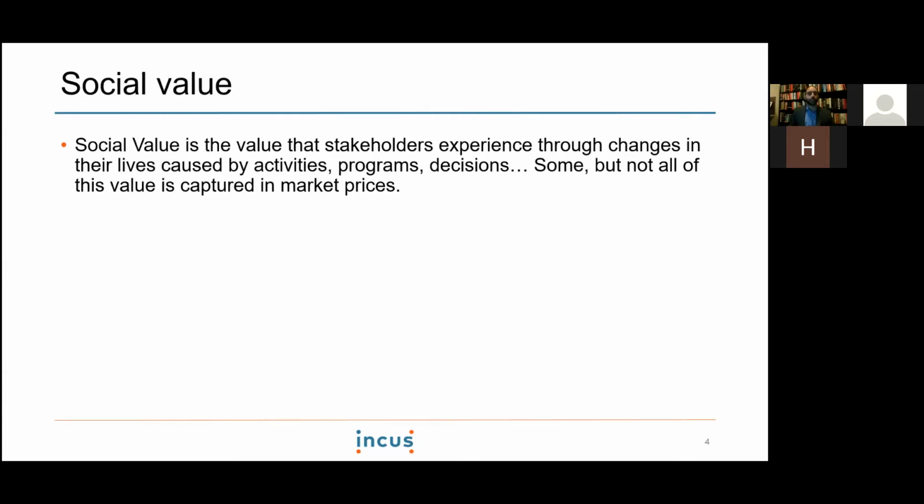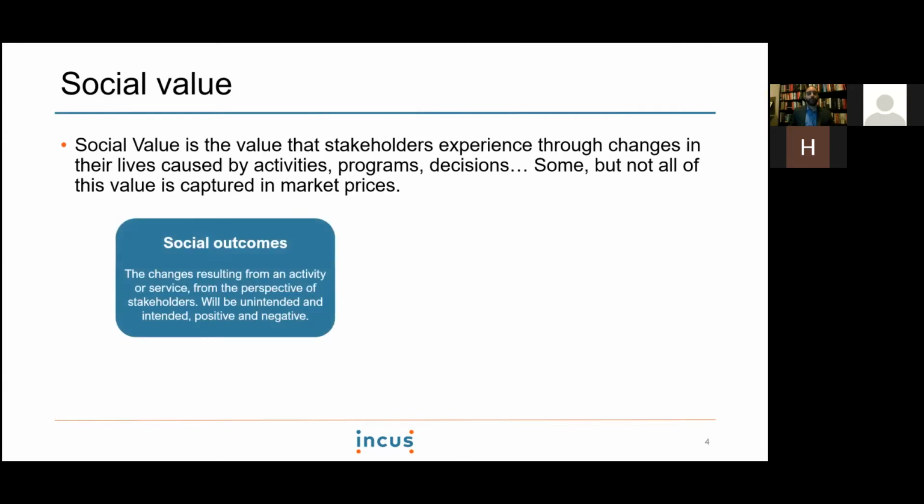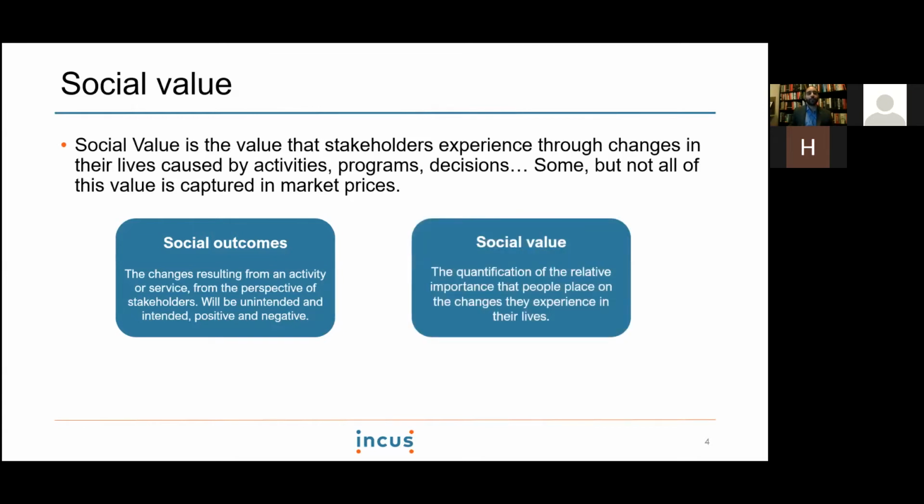As evaluators or people involved in programs that deliver outcomes, we know that there is such a thing as social outcomes. People's well-being benefits, employability benefits, family relationships, social relationships, confidence, self-esteem, all of those things are social outcomes that are worth something for someone. So when we talk about social outcomes, we're talking about the changes. Those will be unintended, intended, positive, negative. Social value takes it a step further by trying to quantify the relative importance that people place on those changes. It's about saying we experience a change, but it's worth more to X person than it is to Y person, or X group compared to Y group.